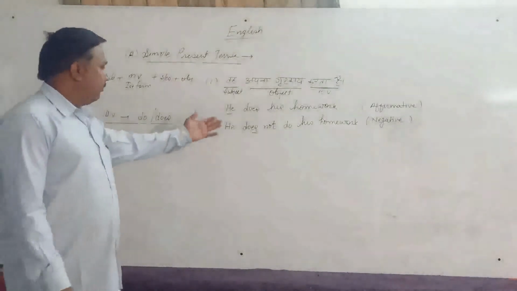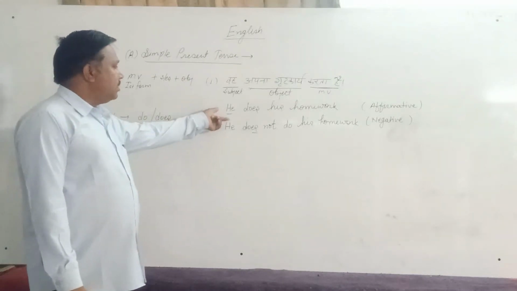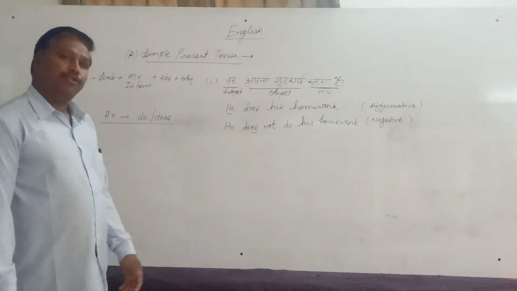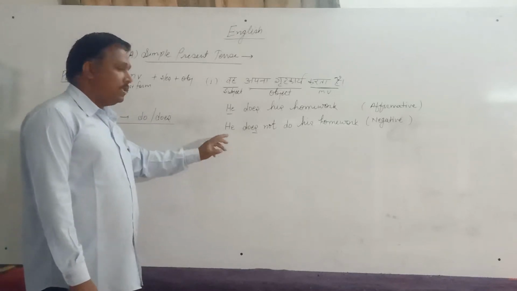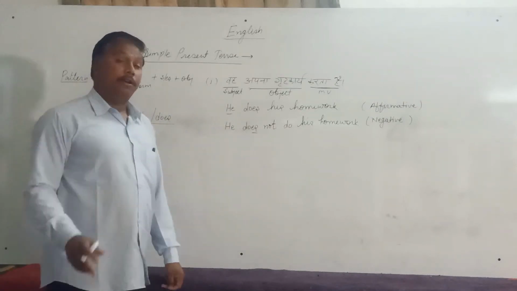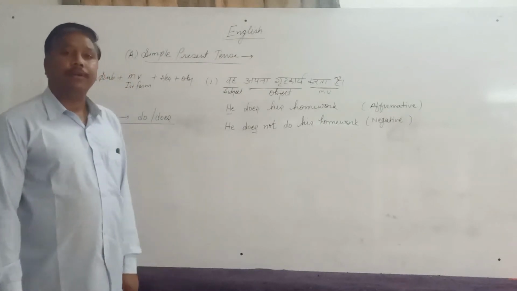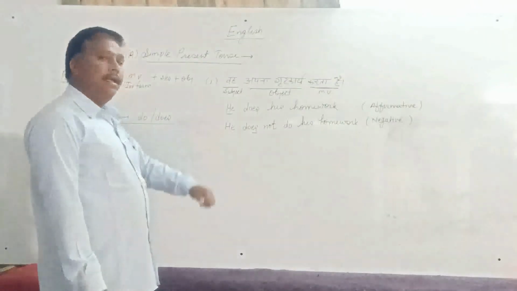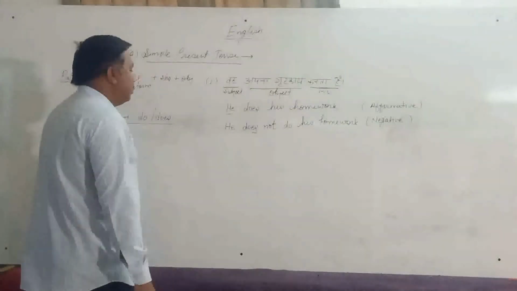Now, after affirmative and negative, we have to change our sentence into interrogative sentence. As you know, I told you there are 4 types of sentence. So the third sentence is interrogative sentence. Now we have to change it into interrogative. In interrogative sentence, we always apply helping verb before subject, and the remaining part will be same as in affirmative sentence.